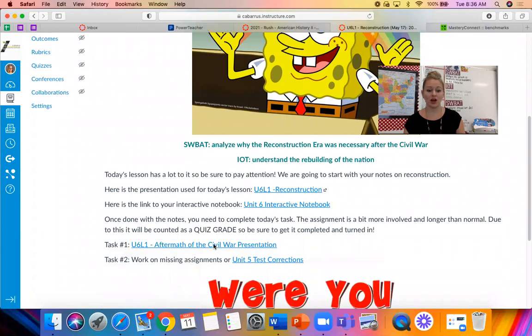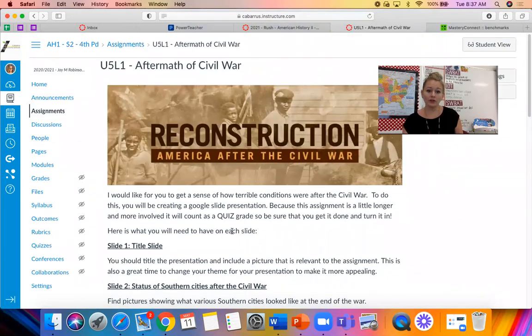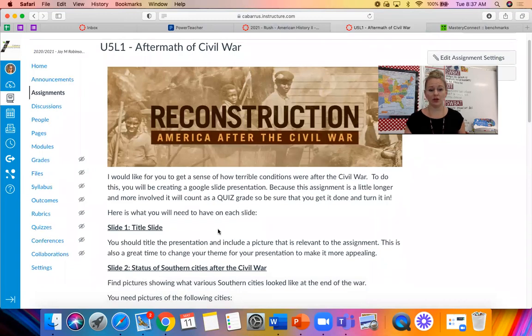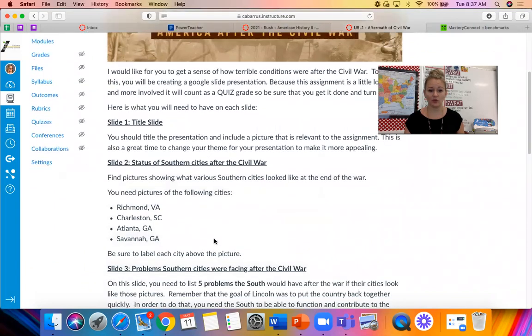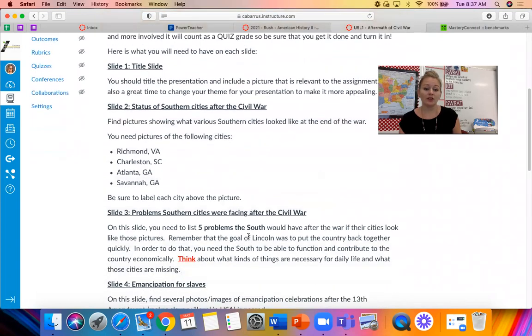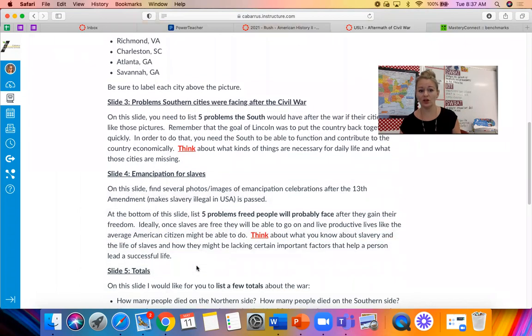You're going to go to your aftermath of the Civil War presentation. All of the directions are very straightforward for this assignment. You're going to be making a Google slide presentation. Your first slide is going to be a title slide. Your second slide is going to be talking about the status of Southern cities after the war was over, specifically looking at Richmond, Charleston, Atlanta, and Savannah. Slide number 3 is going to be you talking about problems that Southern cities were facing. This requires you to do some thinking about what they would be struggling with. It's not like you're necessarily going to have to do a ton of research for this.